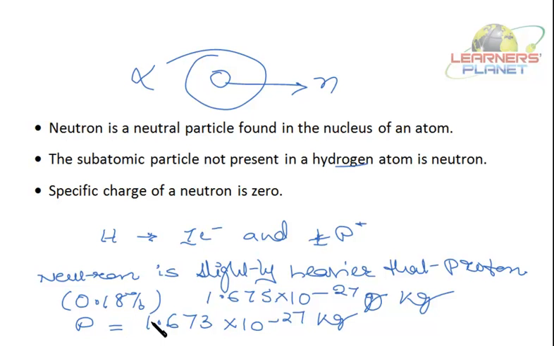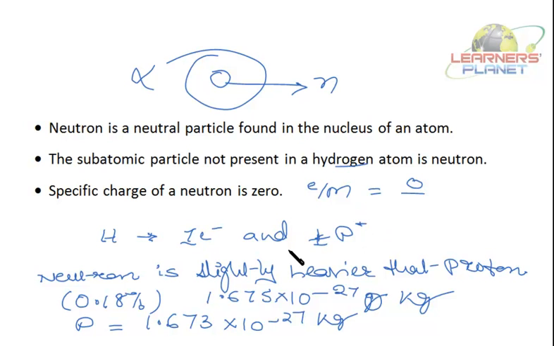And what is the charge on the neutron? The charge on the neutron is 0. That is, neutron is a neutral particle. So what will be the specific charge of neutron? It is the e by m ratio. So the charge is 0 and the mass is 1.675 into 10 to the power minus 27 kg. So the specific charge comes out to be 0. So this is the particle, that is, the neutron.